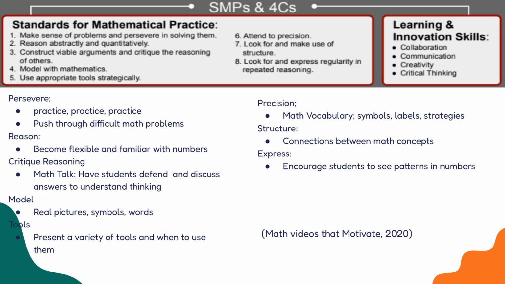8, look for and express regularity in repeated reasoning. So encourage students to see patterns in numbers. You can very easily do this with skip counting. Give students the patterns, give them a moment to find the patterns. For example, if you're skip counting by 2s, give them time to see, oh, wow, these are even numbers, for example. Before spoon feeding them the answers, let them get there. And if they're getting there on their own, you can kind of pave the way for them to make that connection.